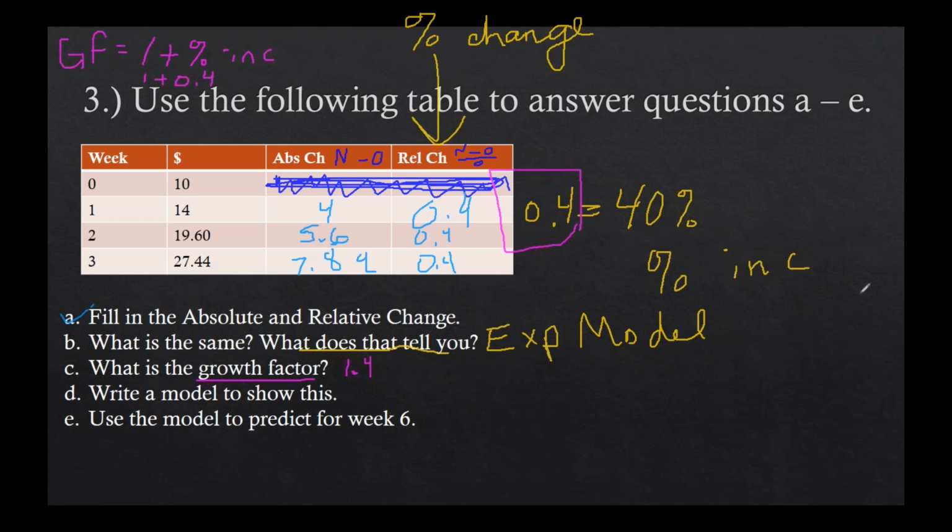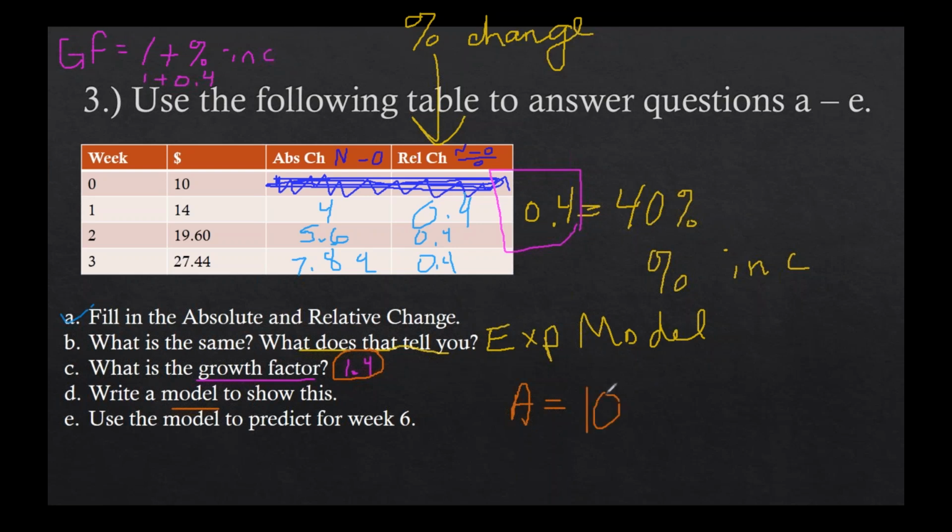Now that I have my growth factor, I have my initial amount, now I can write a model. So I'm going to start with my ending amount equals, what's my starting amount in this problem? My initial amount?